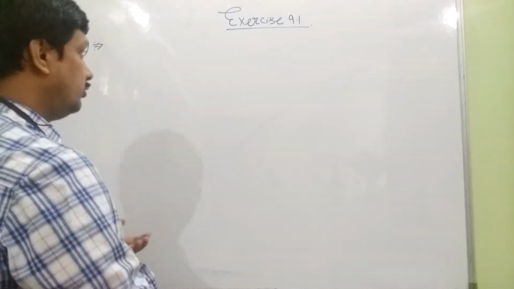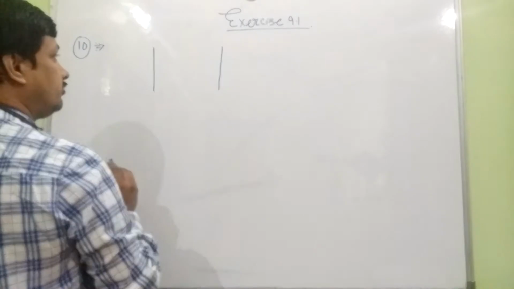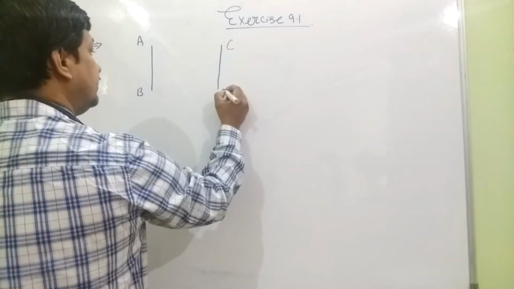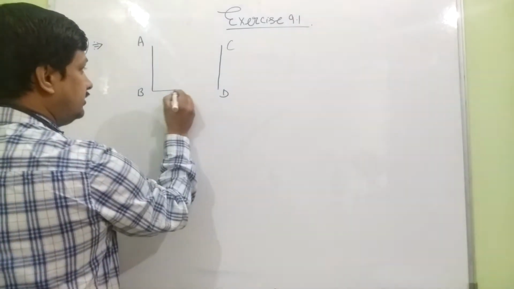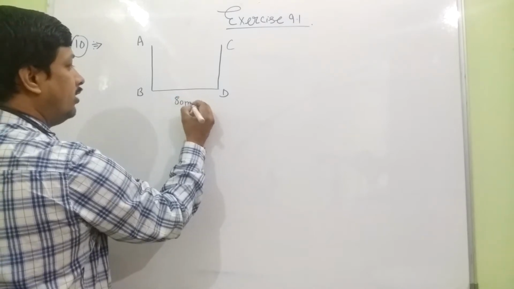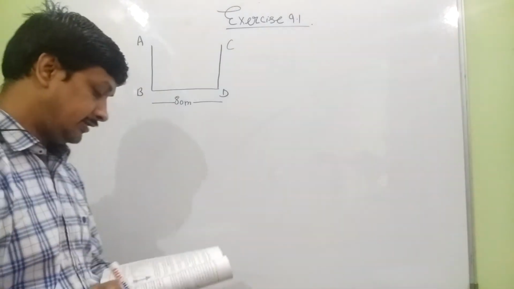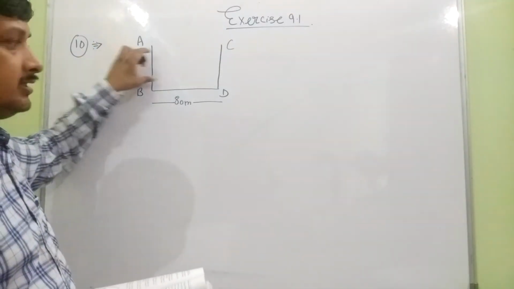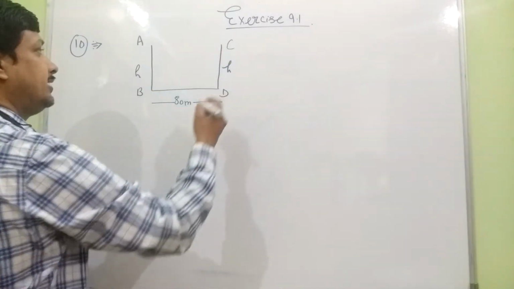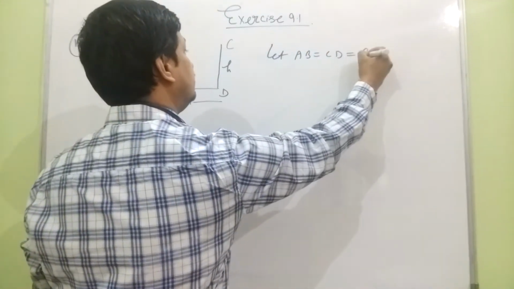We have two poles. These two poles are of equal heights. Let us consider this pole to be AB and this pole to be CD, and they are standing on either side of the road. This road is 80-meter wide. It is given. And the special thing is the heights are equal. So let us consider these heights to be H because they are of equal height. So let AB equal to CD equal to H.